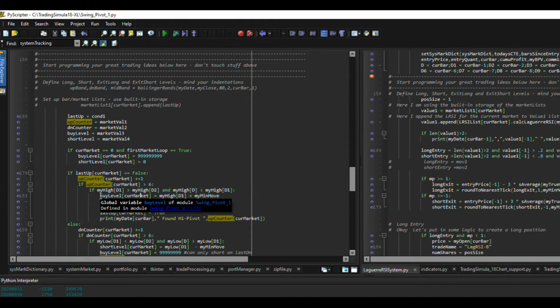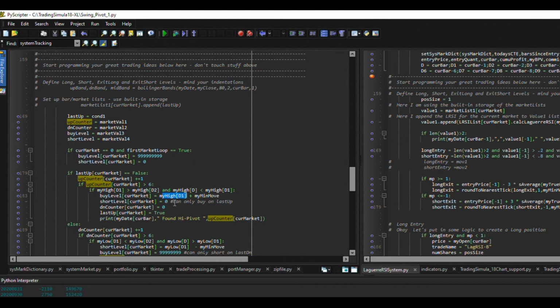And since, as you know, we're doing that horizontal spanning with Trading Simula 18, where for every day you go through each market in the portfolio instead of going sequentially down each market, we're going across each market. So we have to use our current market index. So we have to set buy level, the current market, equal to my high, which is the pivot point of D1 plus min move.